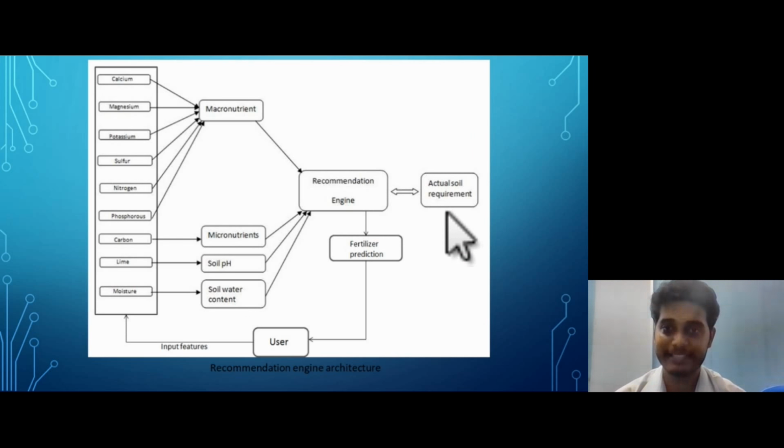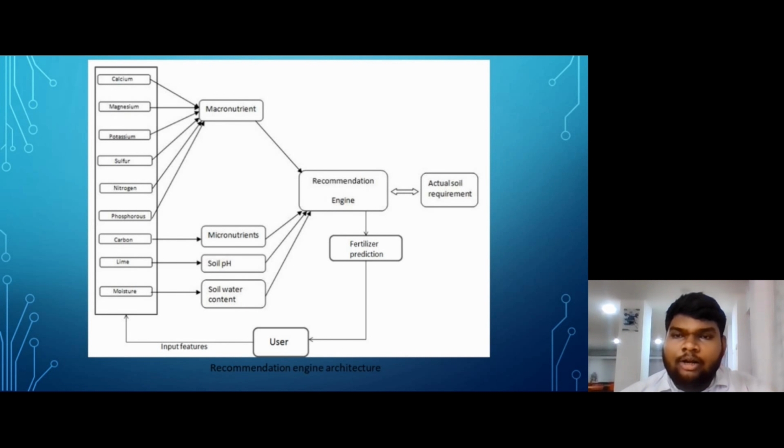Whatever the soil is lacking, the recommendation engine will understand that and will propose the required fertilizer. In this case, the fertilizer prediction is sent back to the farmer. So the farmer can use the following fertilizers.